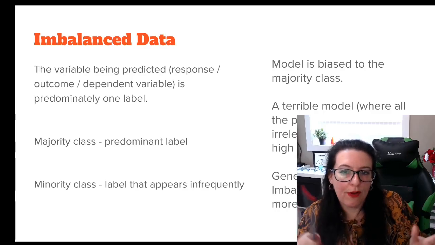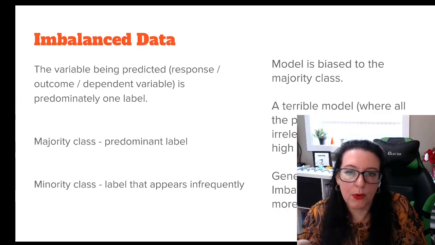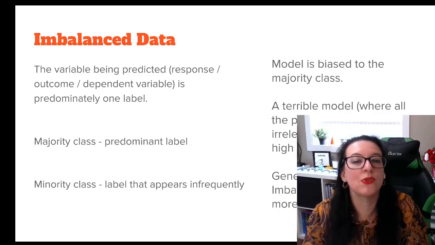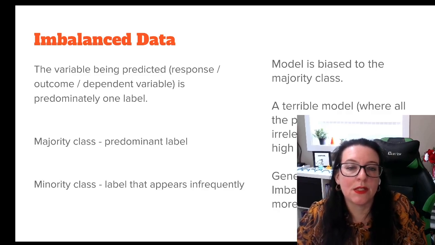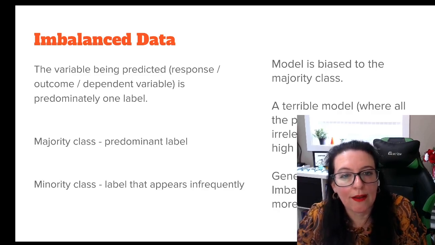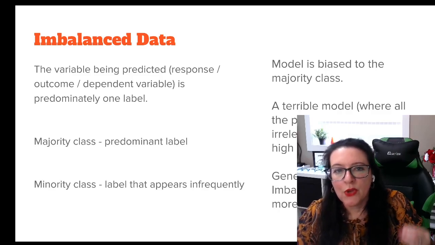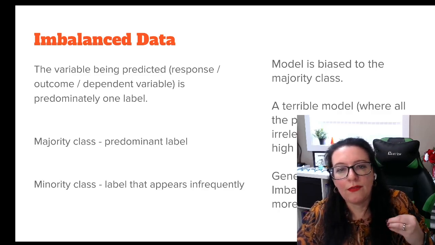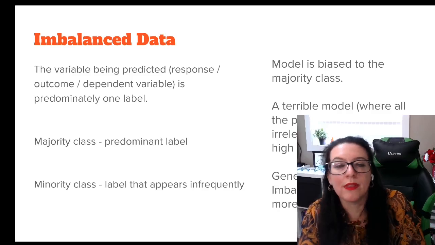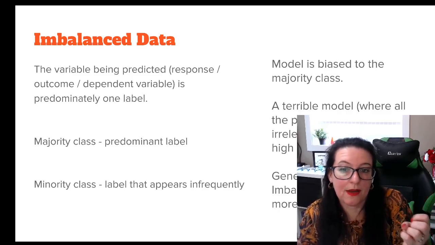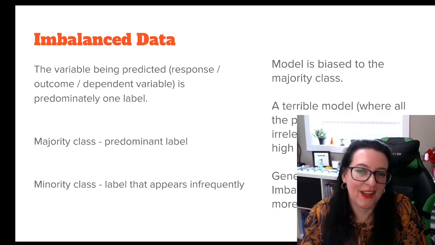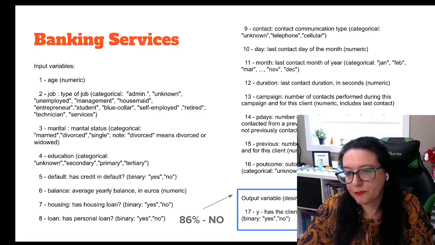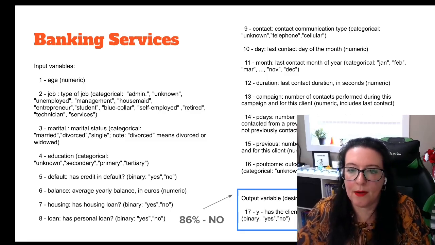So our variable, what we're trying to predict, our response variable or our dependent variable, is mostly one label, but we really need to be able to find the minority class and what's happening with it. A general rule of thumb is that if you have one class that is more than 70%, so 70% no, 30% yes, you have imbalanced data. So what can we do about it? This data set is very imbalanced.